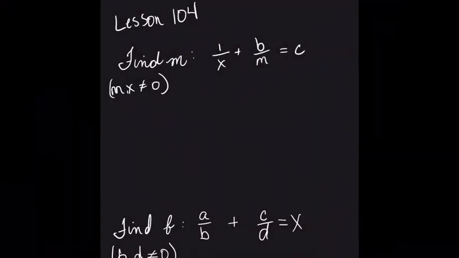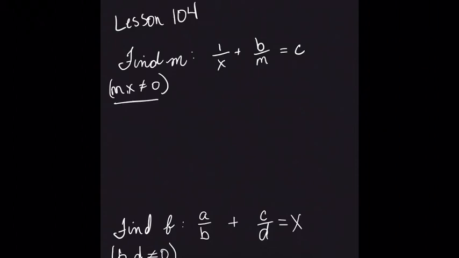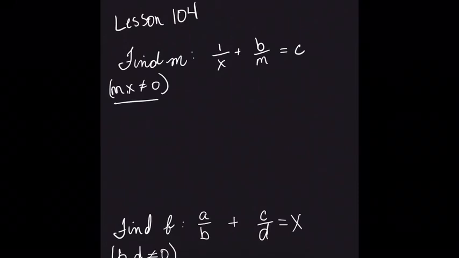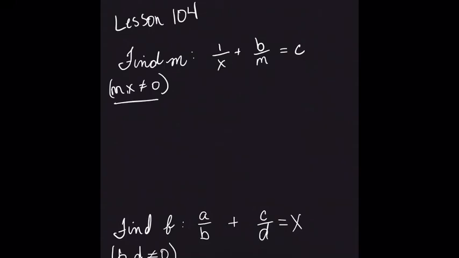Lesson 104 continues on with what we have learned in Lesson 103. So the first thing we want to do is eliminate our denominators, and that's going to make life a whole lot easier for us. In order to do that, we have to find our least common multiple, and here we have an x in the denominator and an m in the denominator. We are also told that m and x can't equal 0. That makes sense because division by 0 is undefined. So it's just limiting what m and x can be. That's really all you need to know about that.